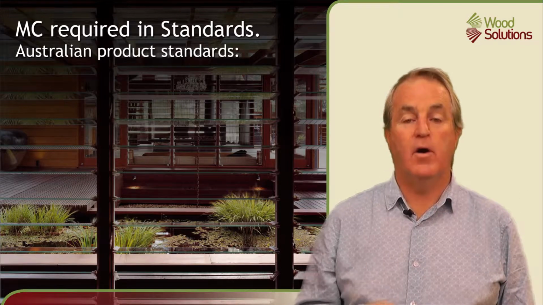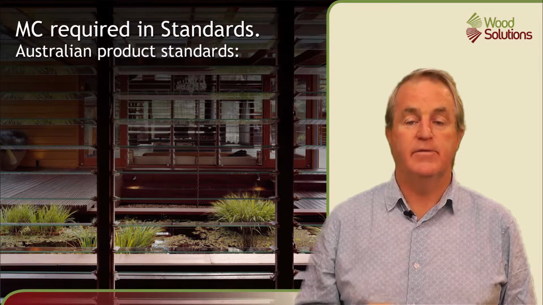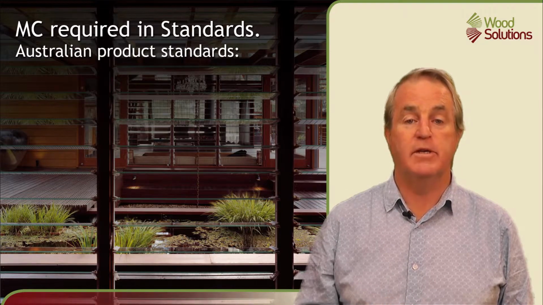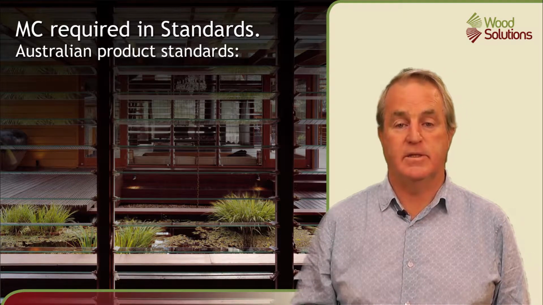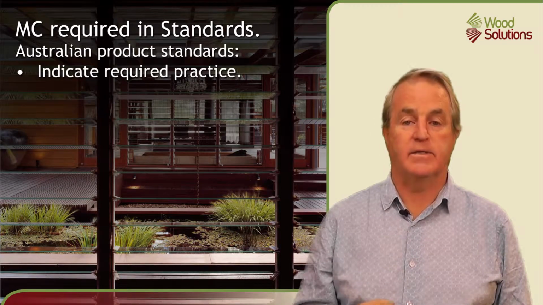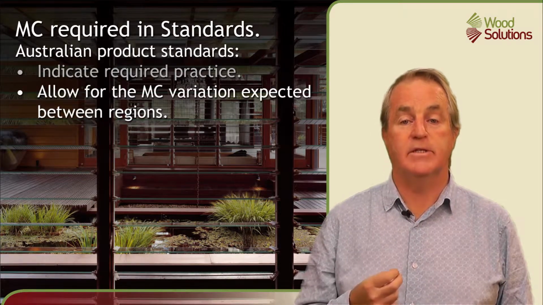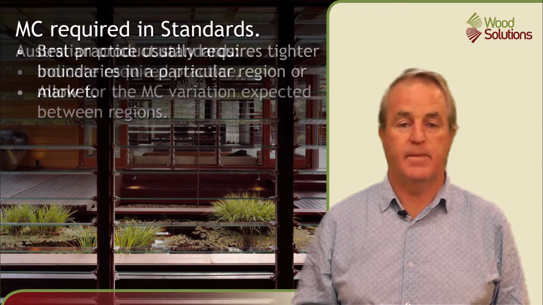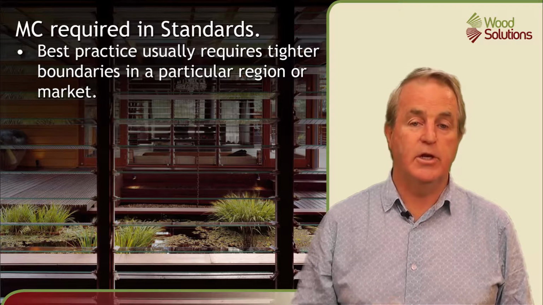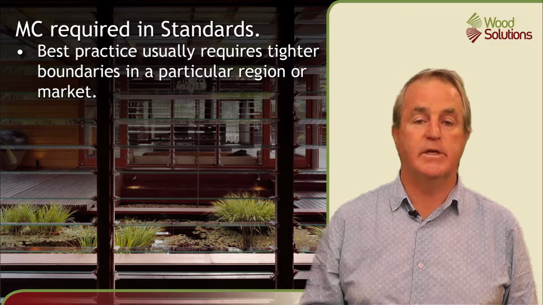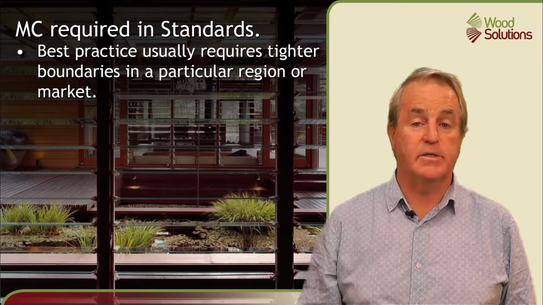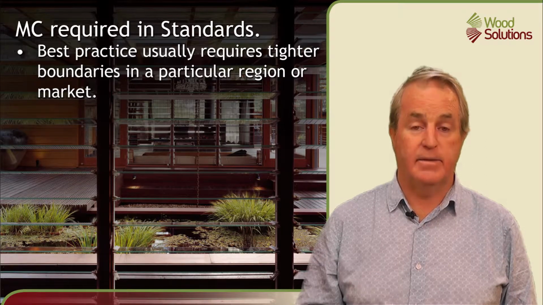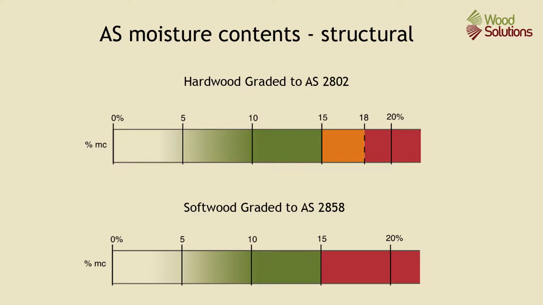The moisture content required in the Australian product standards defines the acceptable moisture content range for timber in specific market applications. These indicate required practice while allowing for the moisture content variations expected between regions. Industry best practice usually requires tighter moisture content boundaries for products in particular regions or markets than allowed in the standard.